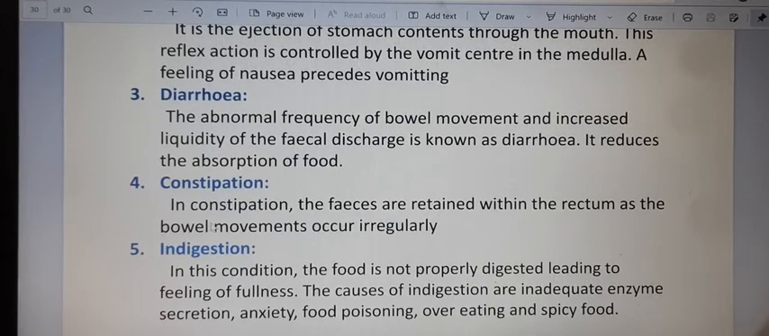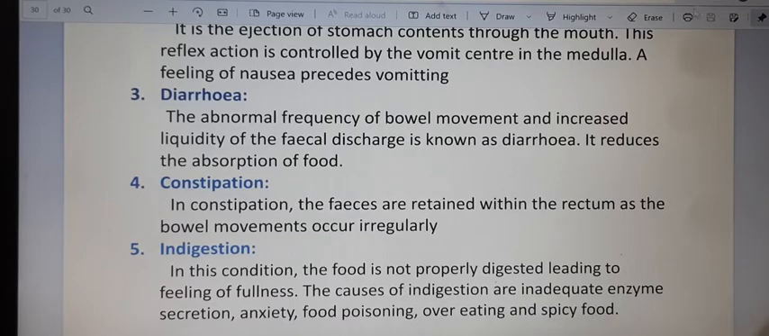Then constipation. In constipation, the feces are retained within the rectum as the bowel movements occur irregularly. Indigestion: in this condition, the food is not properly digested, leading to a feeling of fullness. The causes of indigestion may be inadequate enzyme secretion, anxiety, food poisoning, overeating, and spicy food.